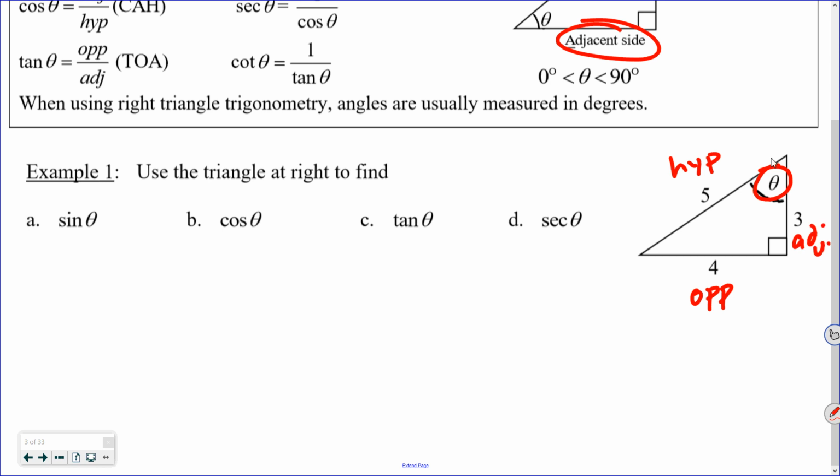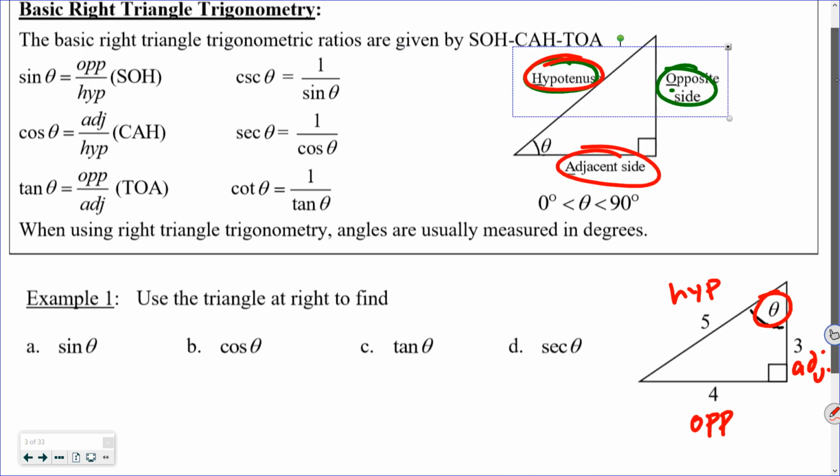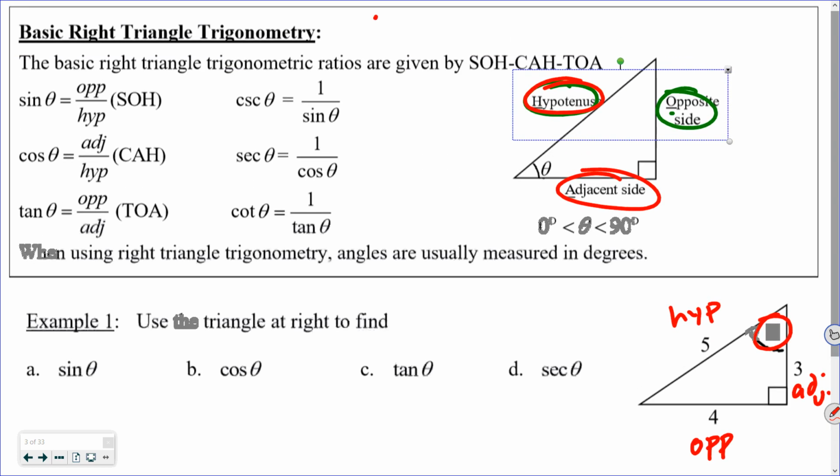Okay, so we know sine, right? Oh, by the way, back up there, you'll see after the side those abbreviations. I think most of us have heard of that, SOHCAHTOA, if that helps you remember it. Sine is opposite over hypotenuse, cosine is adjacent over hypotenuse, tangent is opposite over adjacent.